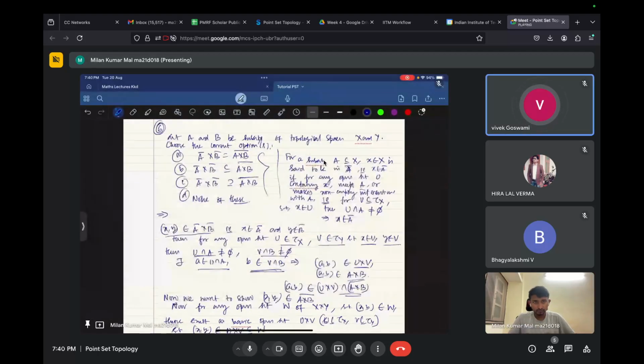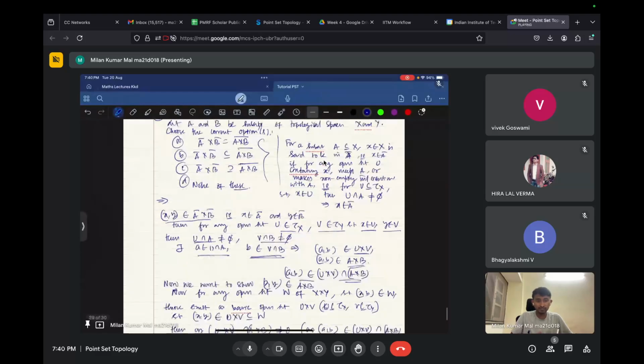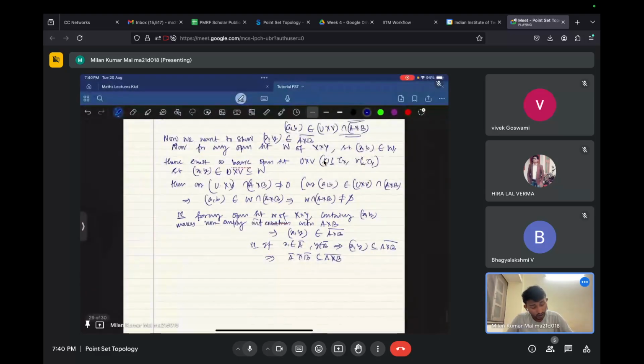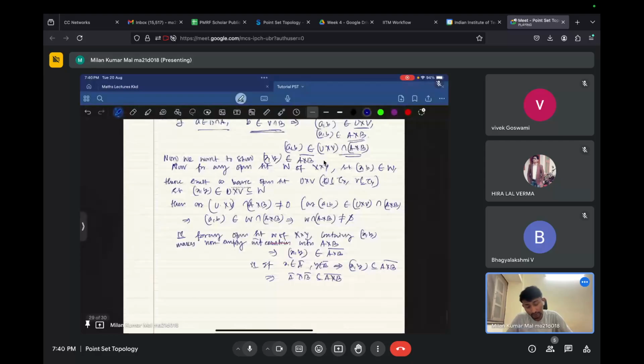No doubt, sir. Clear. Clear, na? That is how I am constructing an open set. Just recall this basic thing: for any open set W of the product topology X cross Y, there should exist a basic open set contained in W. The basic open sets of the product topology are U cross V, where U comes from tau X and V comes from tau Y, and these form the basis.